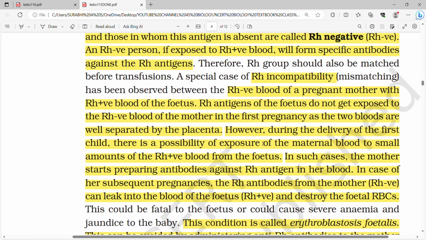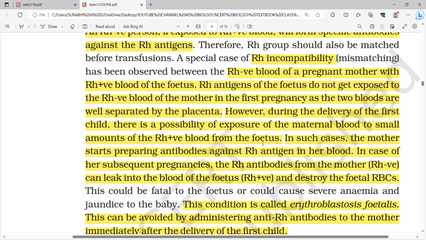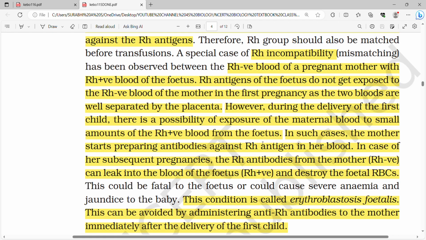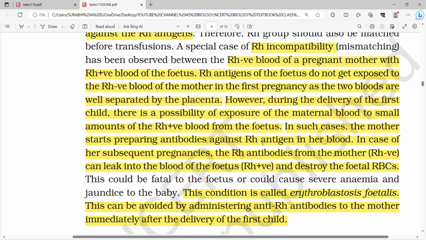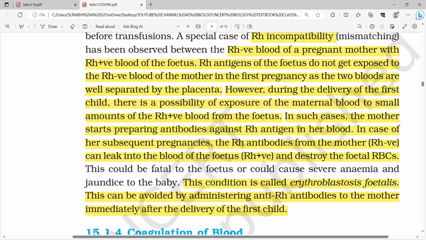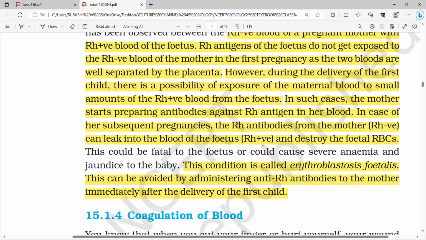An Rh negative person, if exposed to Rh positive blood, will prepare some antibodies against that Rh antigen. And there is a special case which is mentioned in the NCERT textbook regarding the Rh incompatibility. So when an Rh negative pregnant mother carries a fetus with Rh positive blood, the Rh antigens of the fetus do not get exposed to the Rh negative blood of the mother in the first pregnancy, as the two bloods are well separated by the placenta.